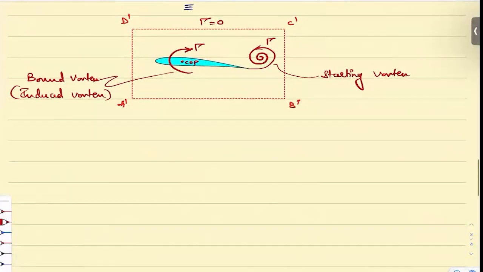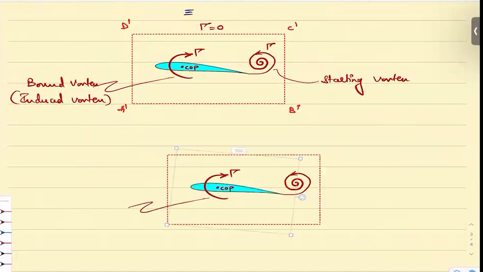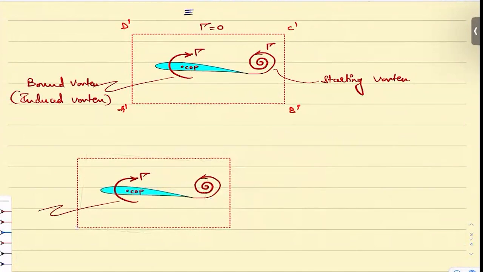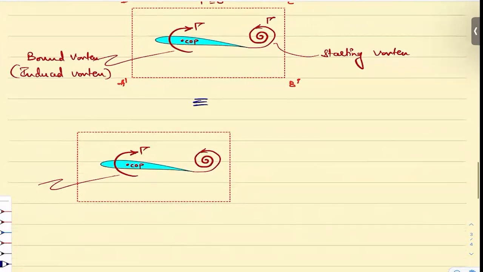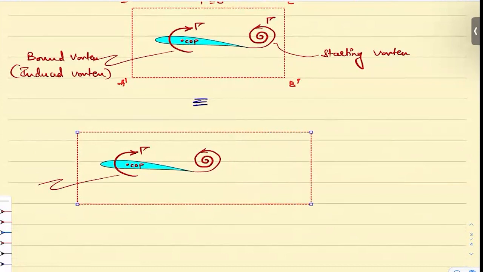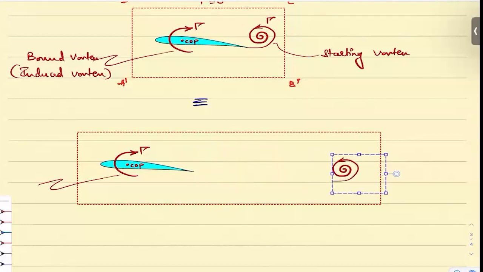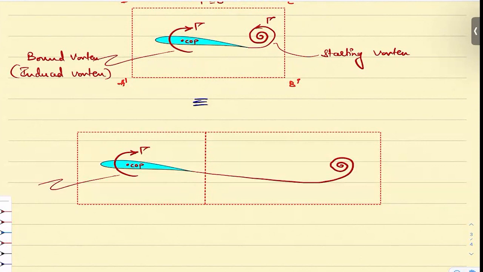But after some more time, if you observe this, the equivalent of this becomes this. This bound vortex is still the same, but this vortex will become shed and reach some other location. I divided this into two boxes. This one is a shed vortex.